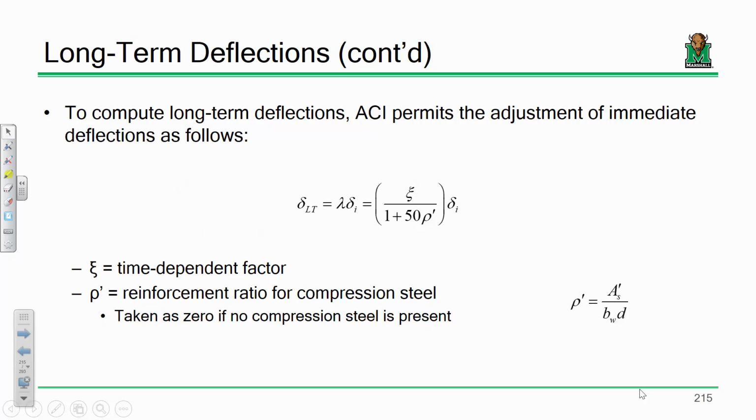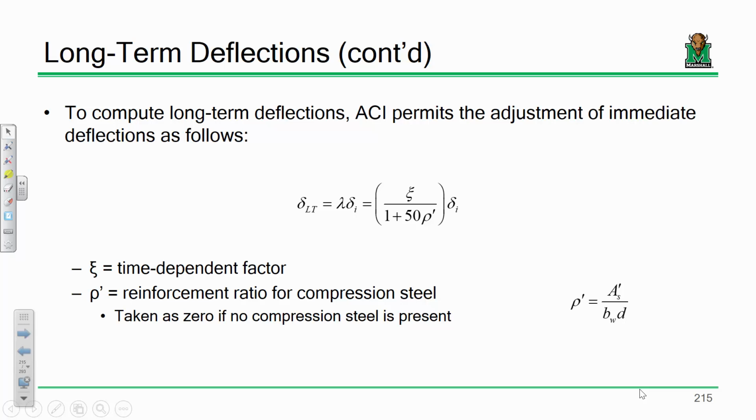Okay, so first off, how do we compute long-term deflections in general? Well, the way that a long-term deflection works is we take an instantaneous deflection and we adjust it. And we adjust it by what you see right here, okay? Now, this is a function of two quantities. It's a function of this time-dependent factor, which we're going to talk about here in a second, and it's a function of rho prime. Ooh, rho prime. Let's talk about rho prime.